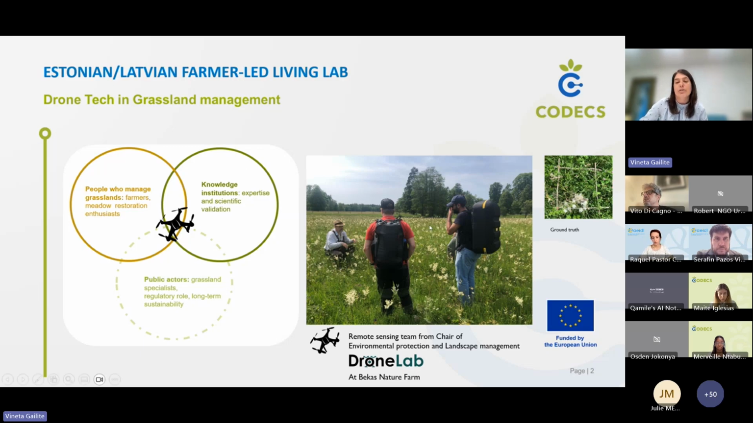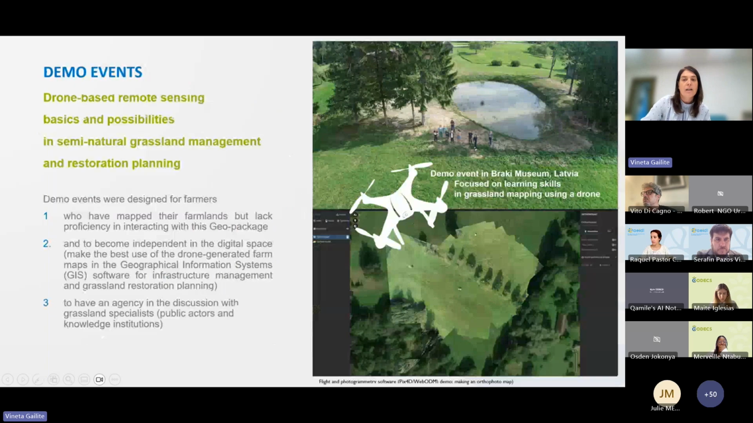And there in the picture you can see our digital technology providing team, which is Drone Lab, and we do drone-based remote sensing. We are from the chair of Environmental Protection and Landscape Management. And this is us working together with the farmer at Becca's Nature Farm. So we really make use of the demo events. We introduce farmers to the basics of drone-based remote sensing, which is, in simple words, how to map your grasslands or your farm infrastructure.